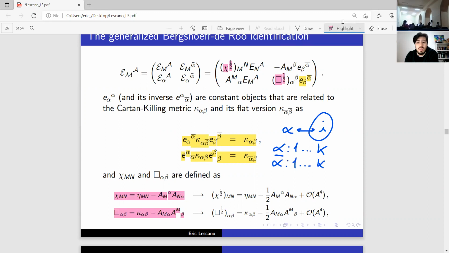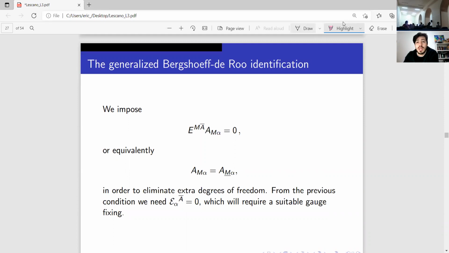We need to impose some gauge fixing over here. We need to impose this condition over here in order for the A field to be a vector. We want an O(D) vector over here. That's why the only relevant projection over here is this one. This is our gauge field.